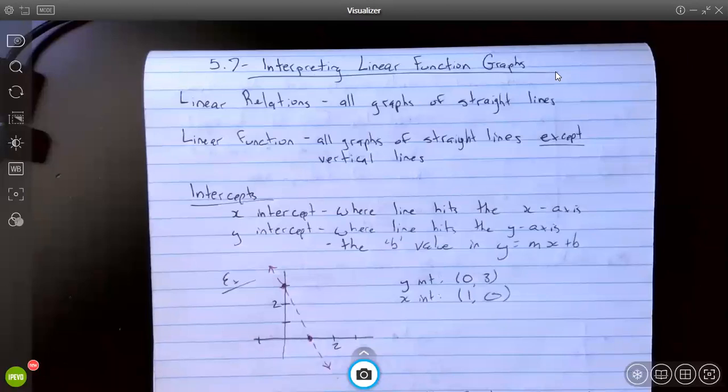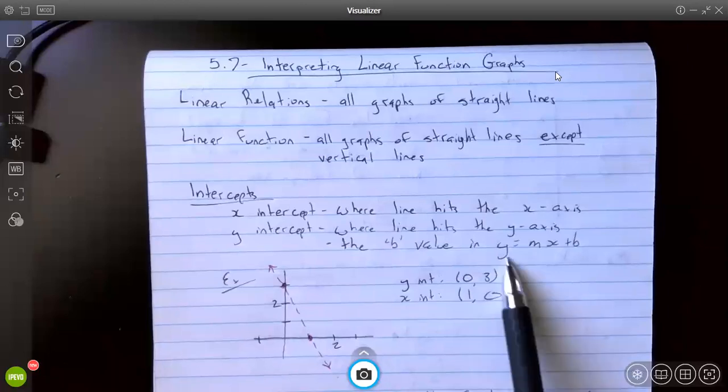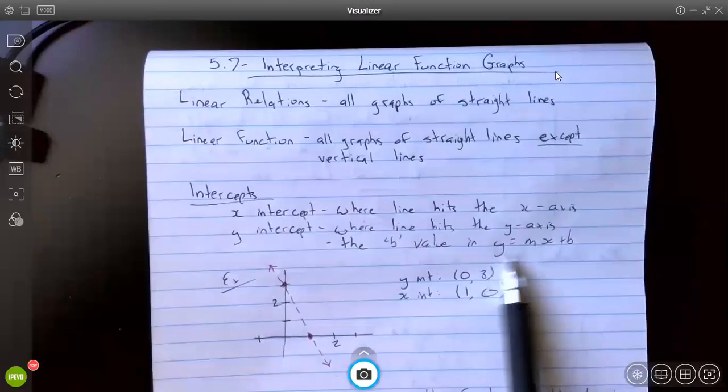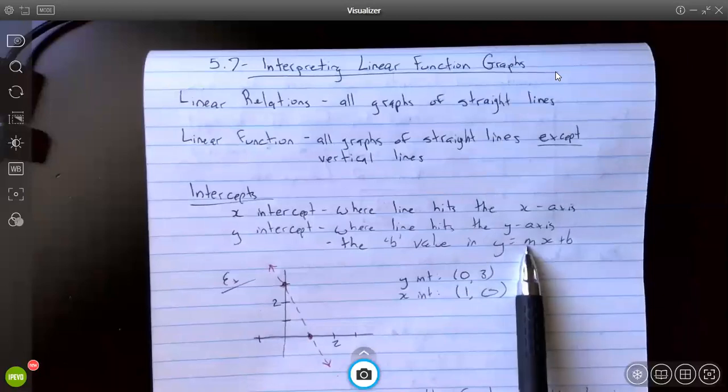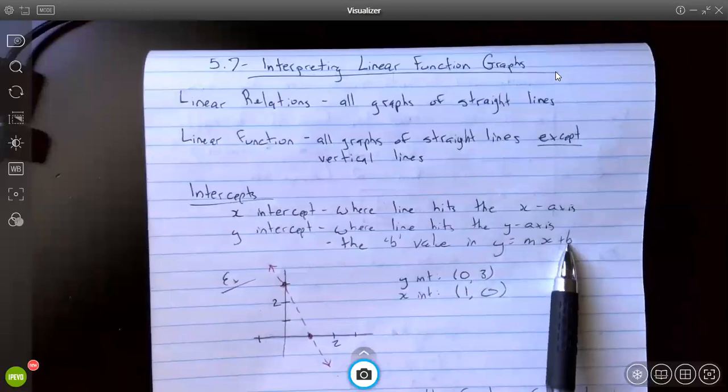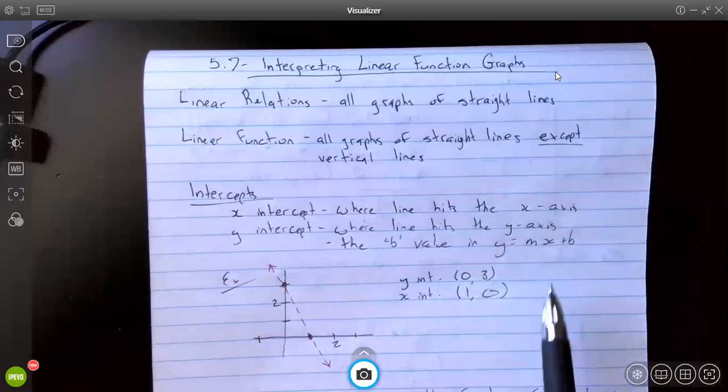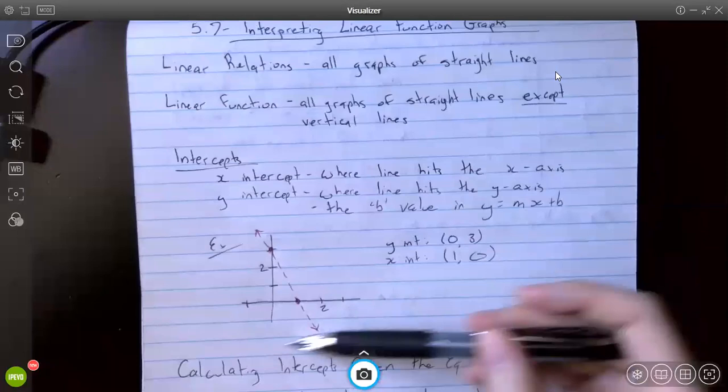And then our definition of intercepts: the x-intercept is where the line hits the x-axis. The y-intercept is where the line hits the y-axis. And possibly even more importantly, the y-intercept is also the b value in y equals mx plus b. So this is our general equation of a line. It's called the slope-intercept form of the line. Our m value is our slope, which we talked about a few lessons ago, and our b value is our y-intercept.